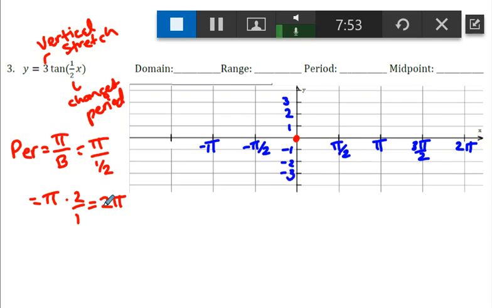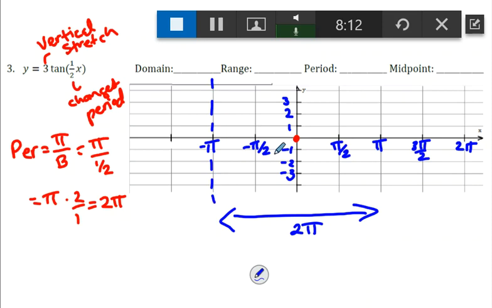All right, so my whole period is 2 pi, which means that the whole length of the graph has to be 2 pi. So how much of that is going to be on the left side? Yeah, half of it, which is pi. So we're going to go pi to the left, which puts us here, and pi to the right, which puts us here.